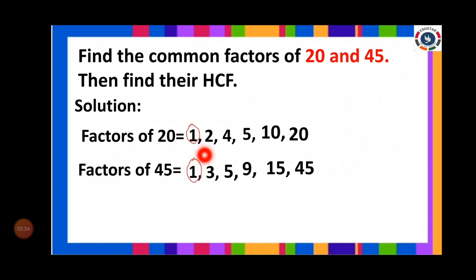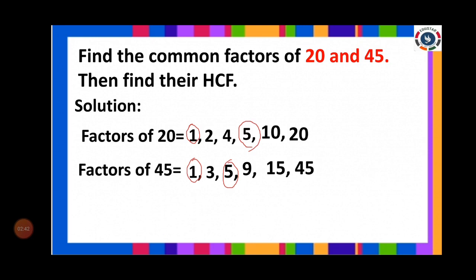And next, 2 is not there. 4, no. Here 5, yes, 5 here, both numbers have the factor 5. So I am going to circle those two factors also. So the remaining are all 1, 1 only, no common factor.